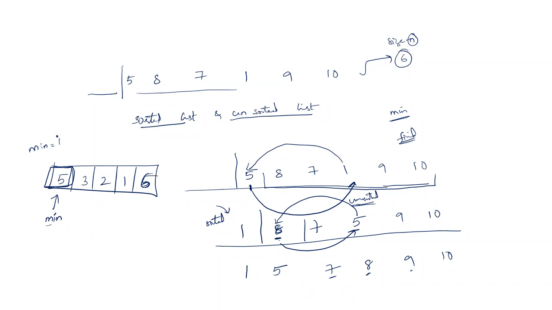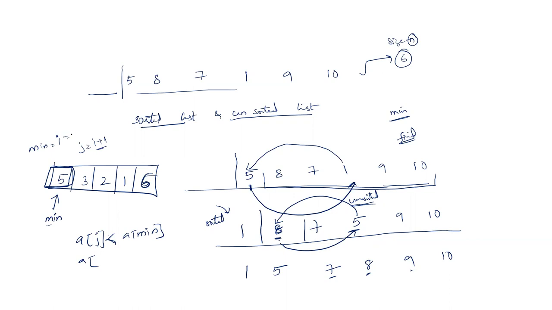I've entered into the second loop. There, I'm comparing A of j, where j starts from j equal to i plus 1. The condition is whether A of j is less than A of min.